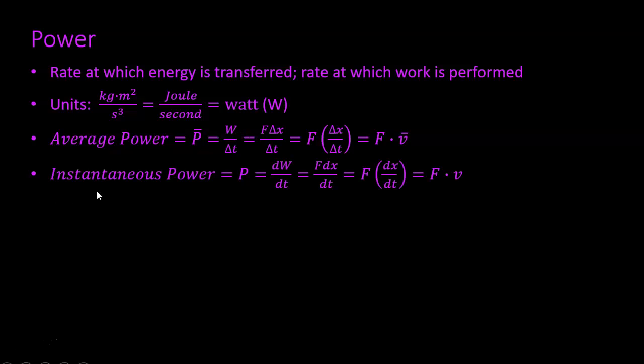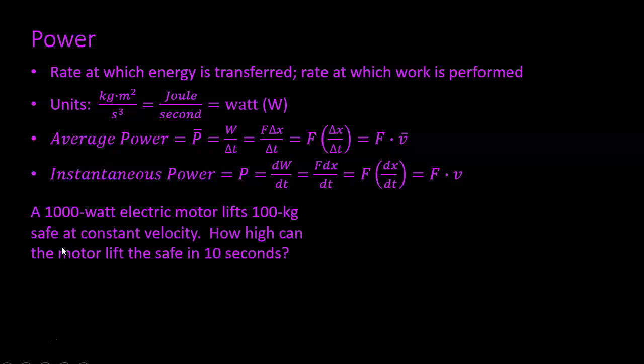We can also calculate instantaneous power, and that's dW/dt, the rate at which work changes with respect to time. And we can make a similar substitution here. And what we wind up with is for instantaneous power, it is equal to force times the instantaneous velocity. Or if you have an equation for work, you can take the derivative of that equation with respect to time to calculate the instantaneous power.